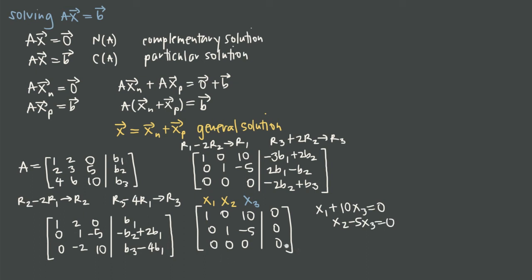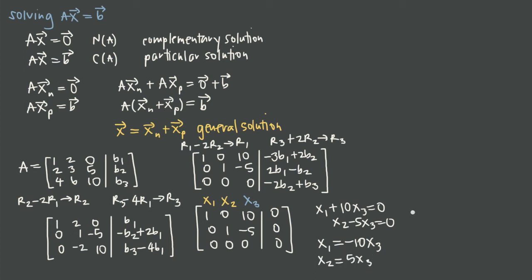The third row doesn't give us anything in terms of a helpful equation. Then we want to solve this system for the pivot variables x1 and x2 in terms of the free variables. So anything that's a free variable, move that to the right-hand side. We end up with x1 is equal to negative 10 x3, and x2 is equal to positive 5 x3.